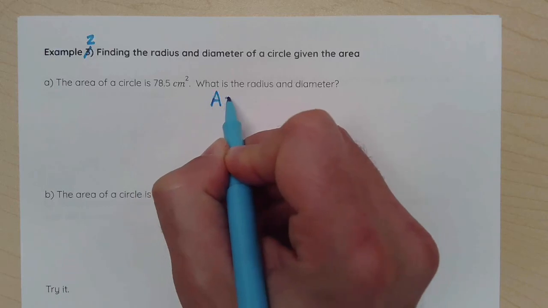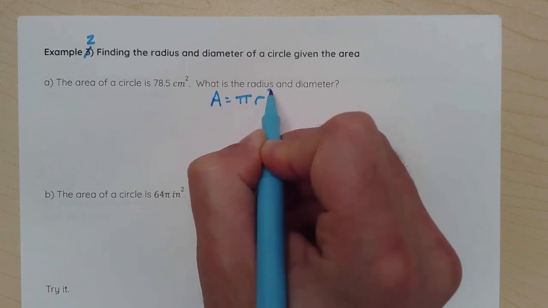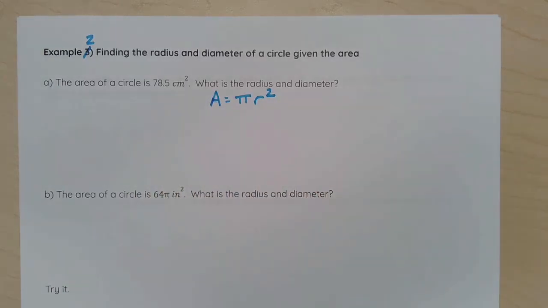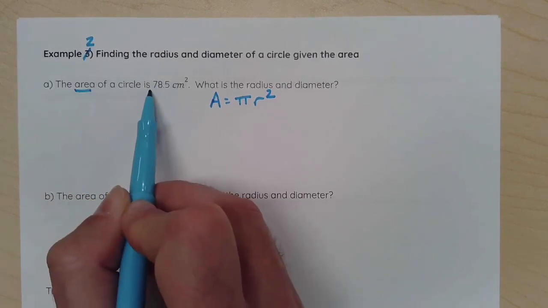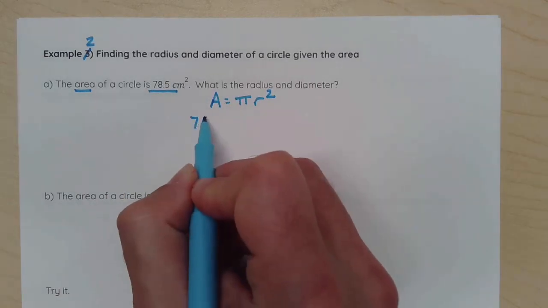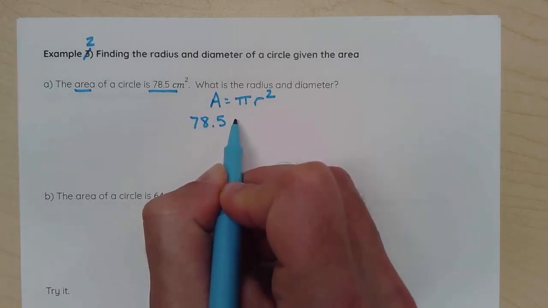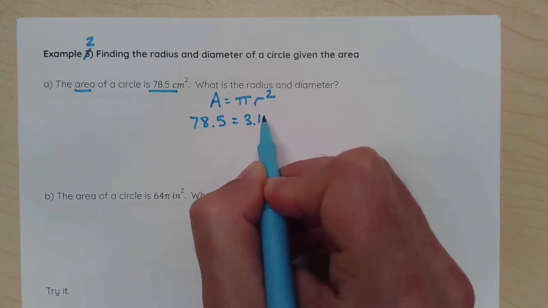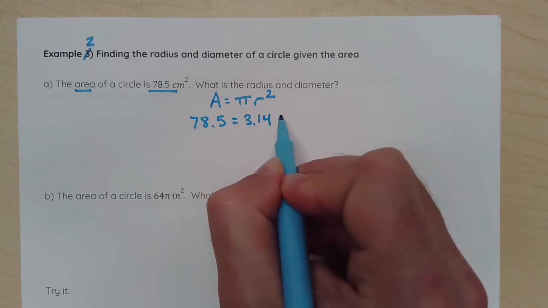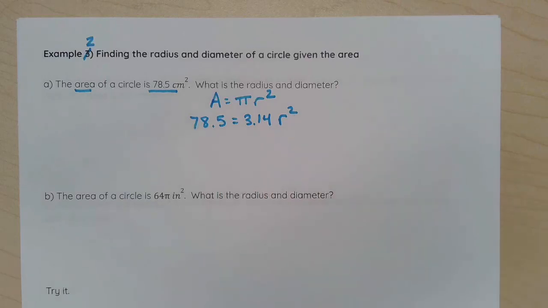I'm going to first always start with my formula. Area equals pi r squared. From here I'm going to plug in what I know. I know that the area is 78.5, so that's going in for A, 78.5. I know pi is 3.14. What I don't know is r. So r stays r.